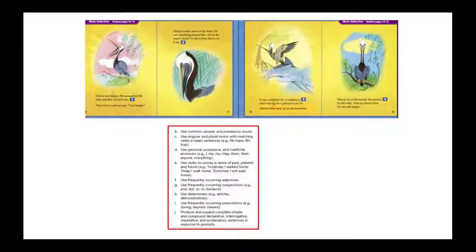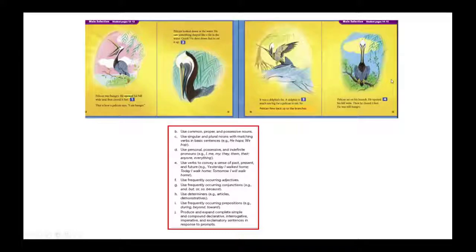We've got use frequently occurring conjunctions. So we've got so and. We use determiners like articles and demonstratives. And so that is a demonstrative, the is a determiner. Use frequently occurring prepositions. We've got lots of prepositions throughout the story. And produce and expand complete sentences. And so all of these are complete and expanded sentences.